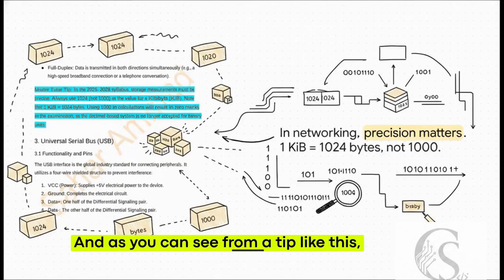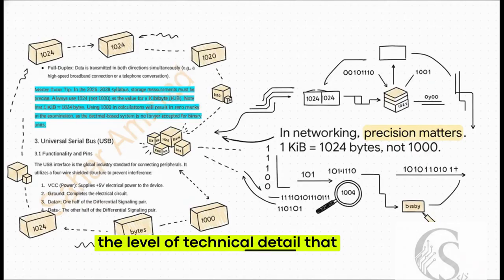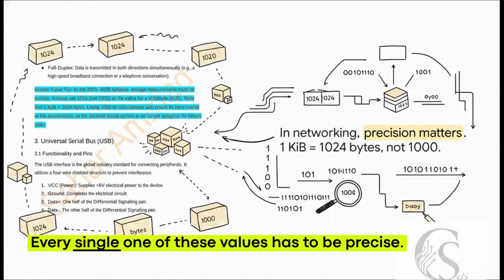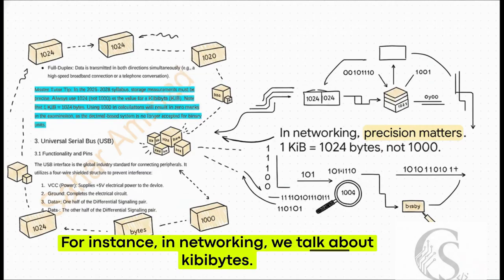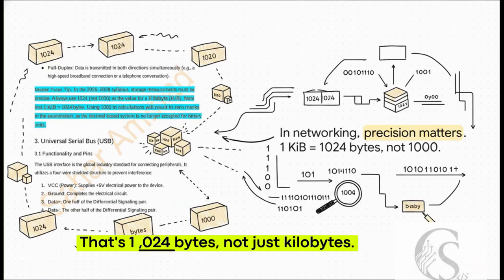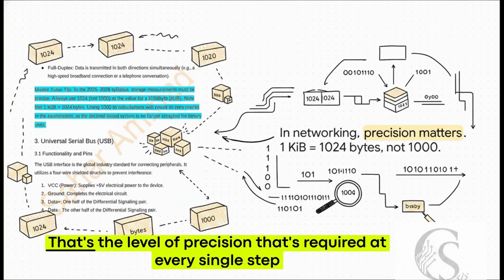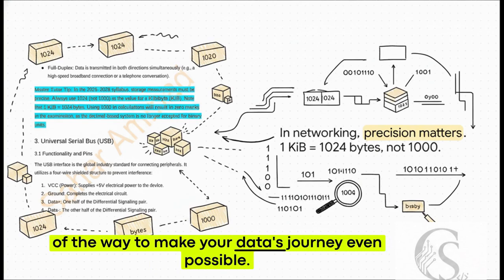And as you can see from a tip like this, the level of technical detail that makes all of this work is just immense. Every single one of these values has to be precise. For instance, in networking, we talk about kibibytes. That's 1024 bytes, not just kilobytes. That's the level of precision that's required at every single step of the way to make your data's journey even possible.